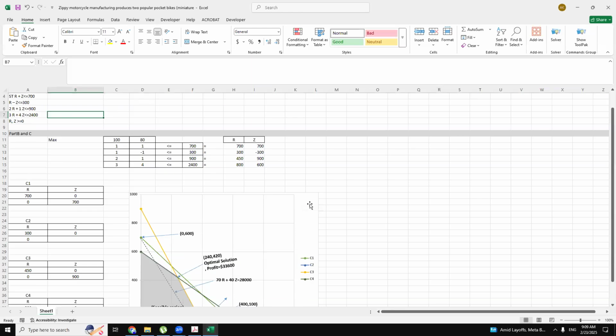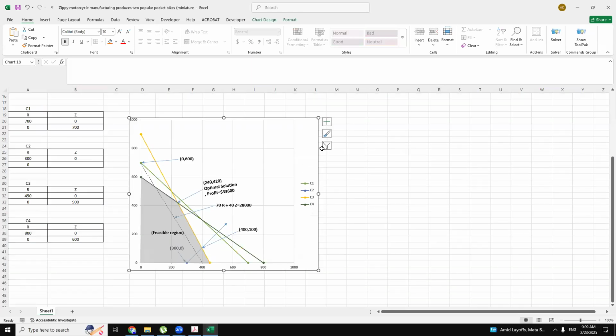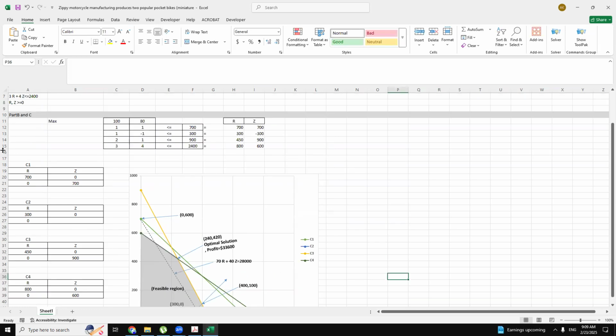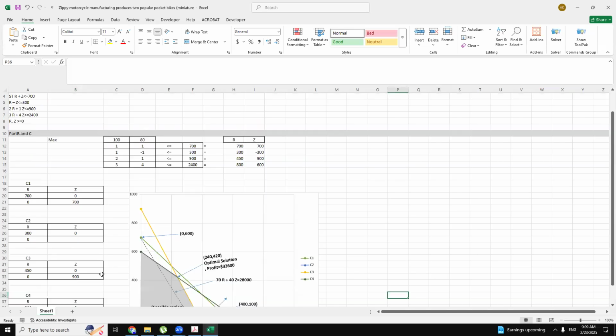The graph has 4 constraints, and this is our optimal solution, 20, 240, and 420, and then this is our feasible region. This is created using the Excel graphical method, and all these are the points covered here.